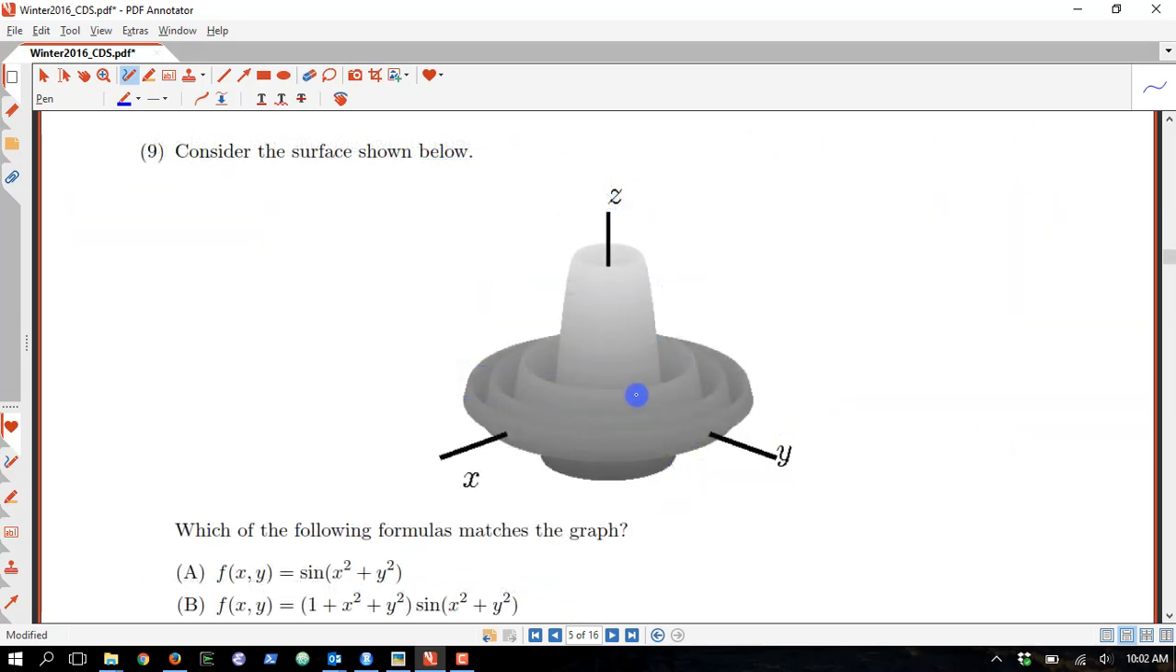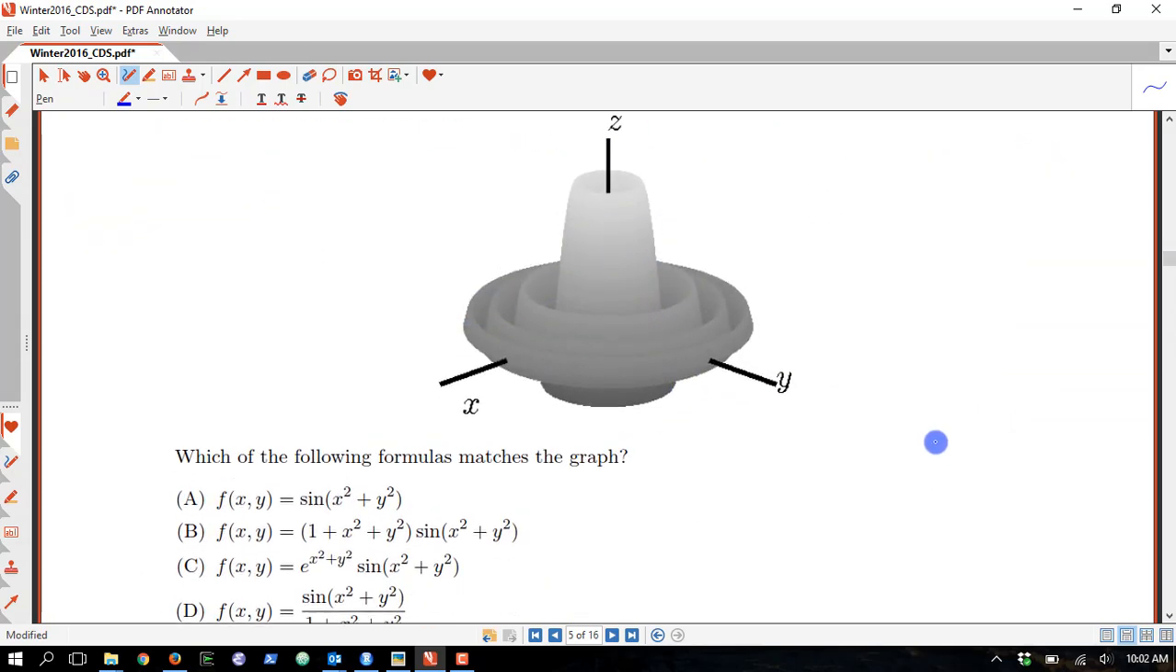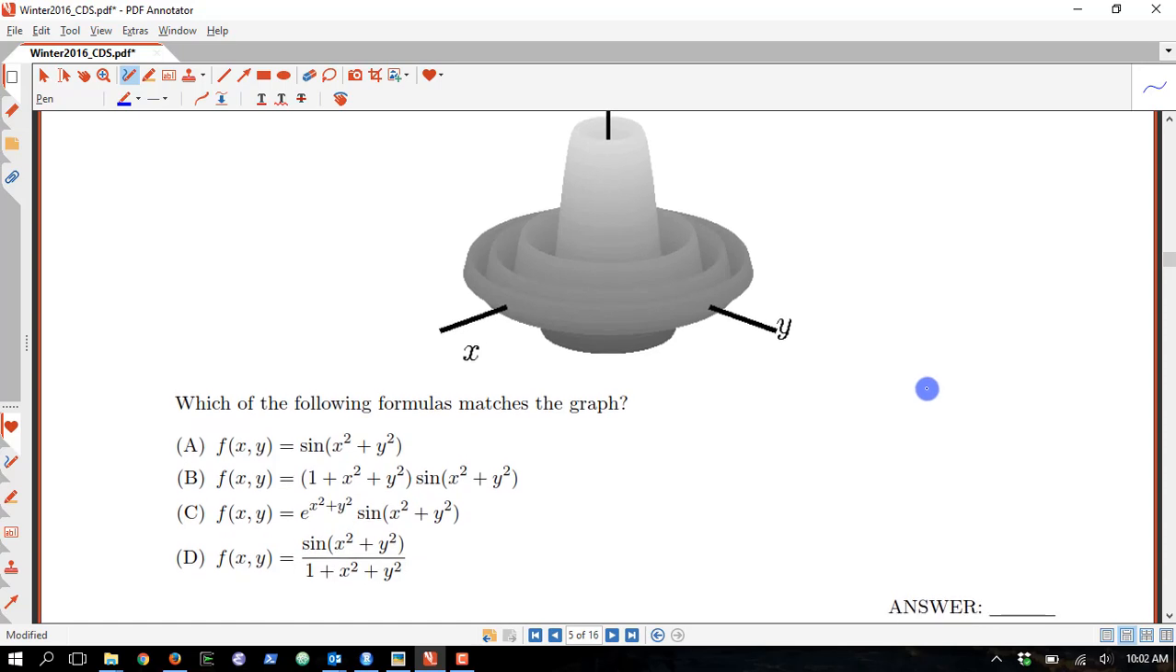In question 9, we are given a surface and a series of formulas that we can try to match to it. The first thing to notice is that all of the expressions have a sine of x squared plus y squared, so they all have that sine function in it. The next thing is that they all have x squared plus y squared, so they all have circular symmetry. So we're not going to get any clues from those to help identify this function. However, we do have other techniques we can try.